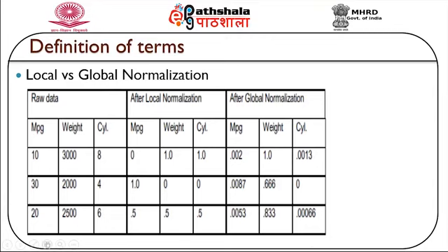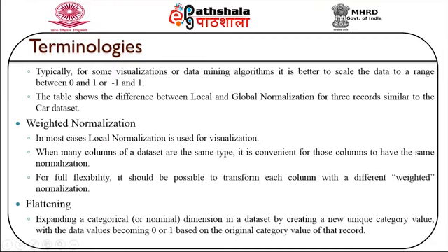So here is an example of tabular data where you have the raw data with MPG, weight and cylinder, and later on after local normalization, where the values are represented between a certain range, and after global normalization, where all the values are represented within a certain range. And typically for some visualizations or data mining algorithms, it is better to scale the data to a range between 0 and 1 or minus 1 and 1.